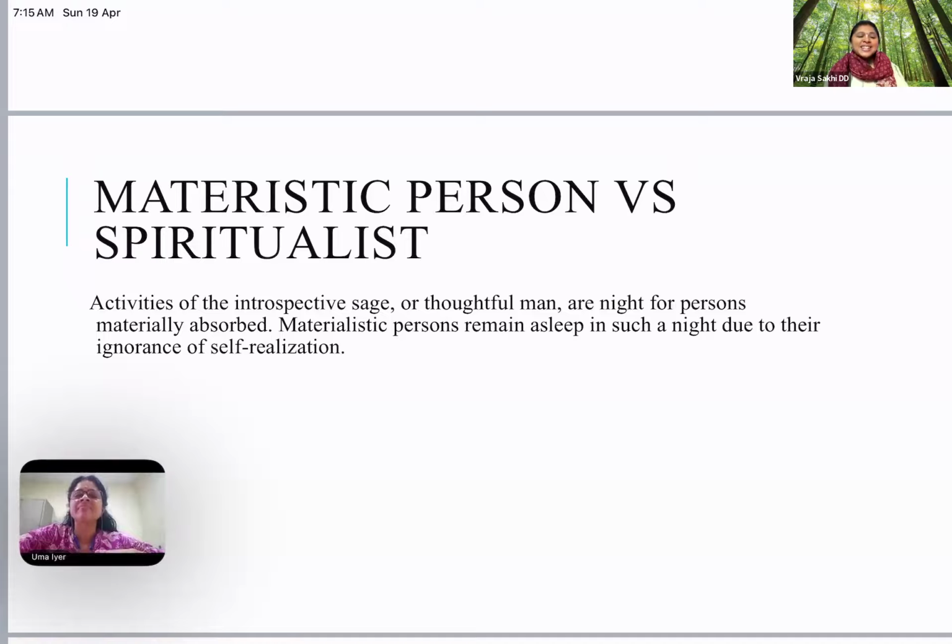So a spiritualist thinks a materialist person to be leading a useless life. And the materialist thinks that a spiritualist is leading a useless life. This is a time to enjoy. You're so young. Life is only once.